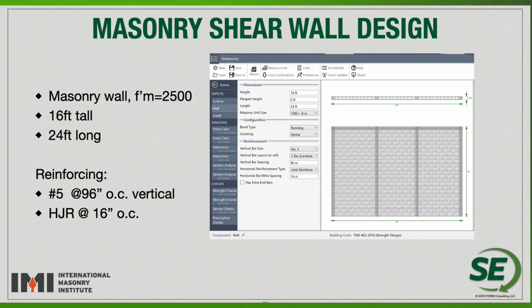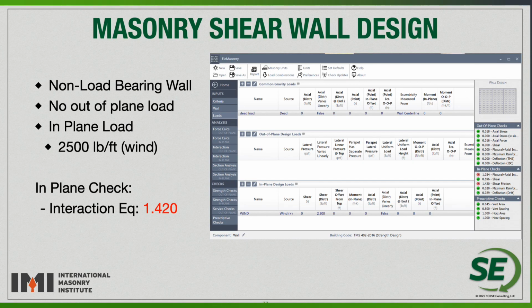And one last example for the shear walls, again, just looking at some of the different reinforcement that you would have for this wall: f'm of 2,500, 16 feet tall, 24 feet long. We have vertical reinforcement of number 5s at 96 inches on center, and joint reinforcement at 16 inches. Looking at the wall, a non-load bearing wall, no out of plane force, we can see the in-plane load of 2.5 kips per foot. We have an interaction equation of 1.42.